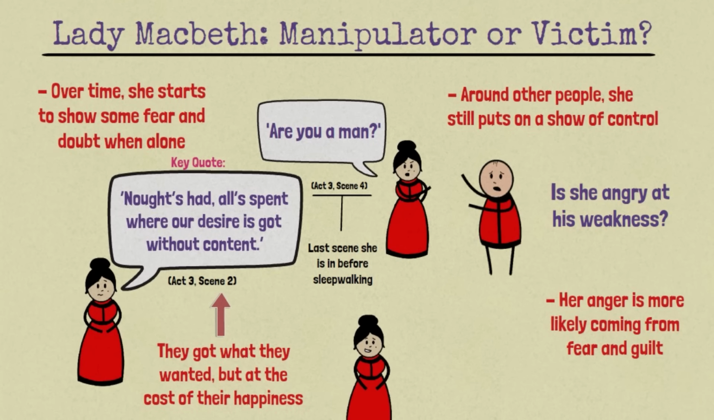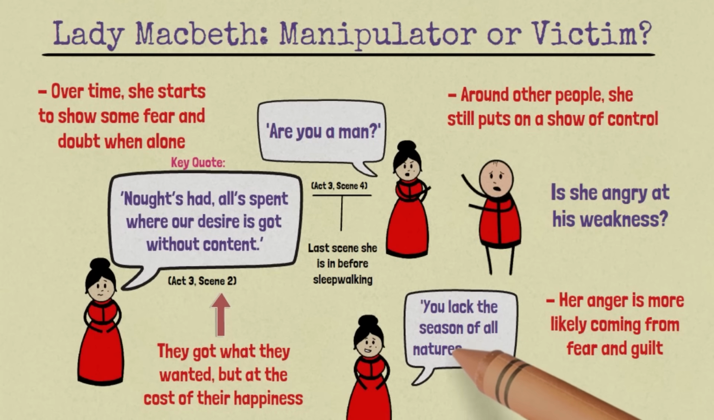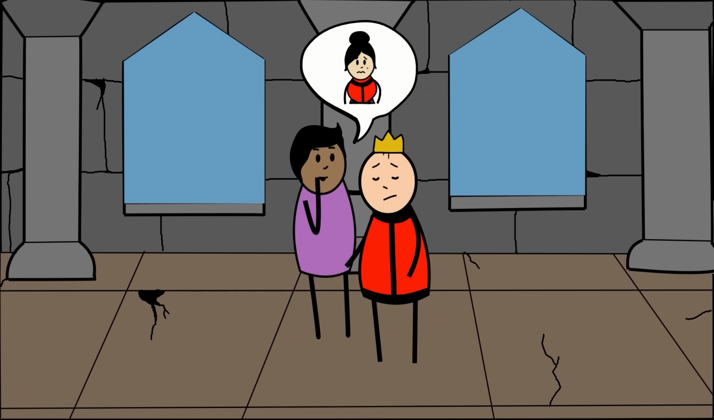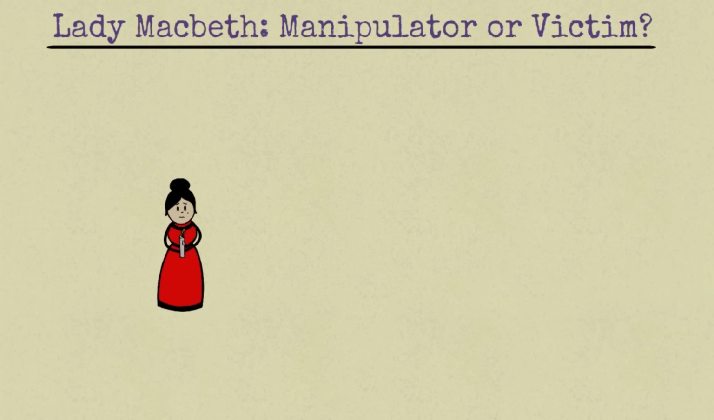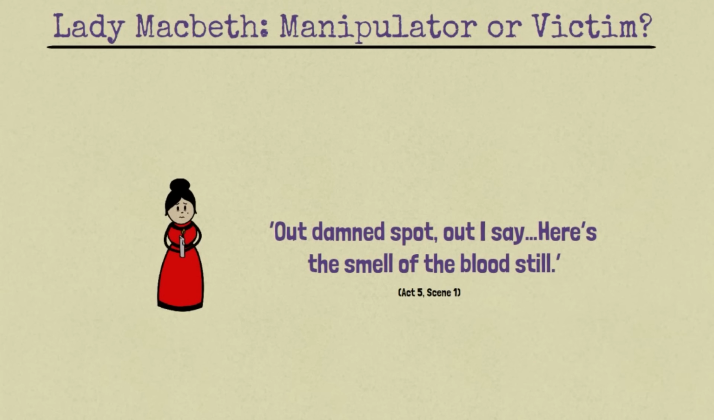Even more telling is her last line of the scene, "You lack the season of all natures, sleep," which foreshadows what is to come. The next and last time we see her, she is a sleepwalking, tortured woman on the brink of mental collapse. She hallucinates blood on her hands that she cannot wash off, crying out, "Out, damned spot, out, I say! Here's the smell of the blood still!"